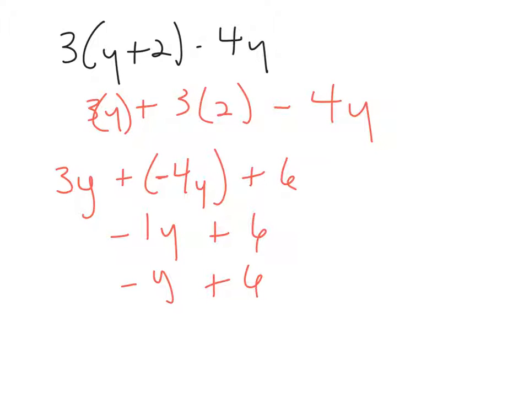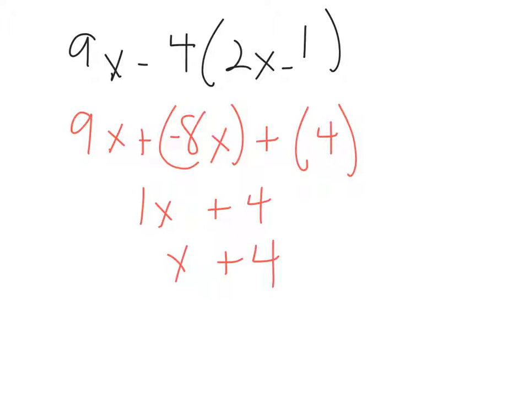In this next example, we have 3 times y plus 2 minus 4y. I can distribute that out. So that's 3y plus 3 times 2 minus 4y. I can regroup like terms. So 3y plus negative 4y plus 6. I'm going to end up with 1y, which we don't need the 1, plus 6.